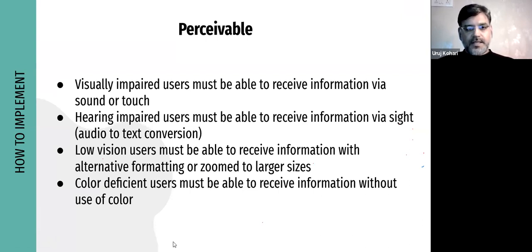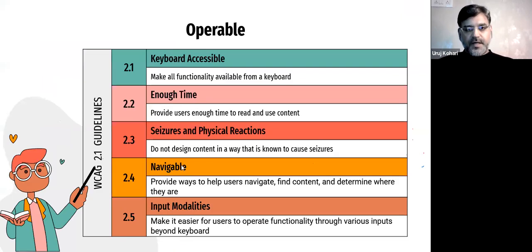Now we'll move on to the next part, which is operable. So we are taking a closer look at all of the things which are very, very important. In the operable part, we have to make everything accessible by keyboard. What if somebody has an issue with their hand, dexterity issues? So you have people who are unable to keep their hands static or stable.